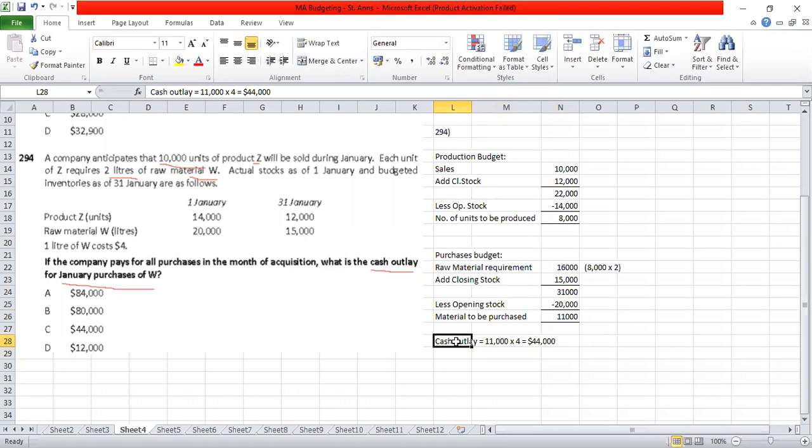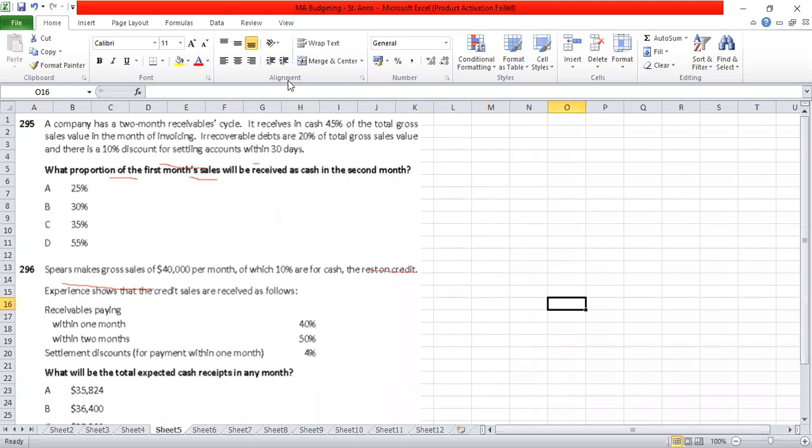Please make a note of this one. We'll go to the next solution. The next one, question number 295.